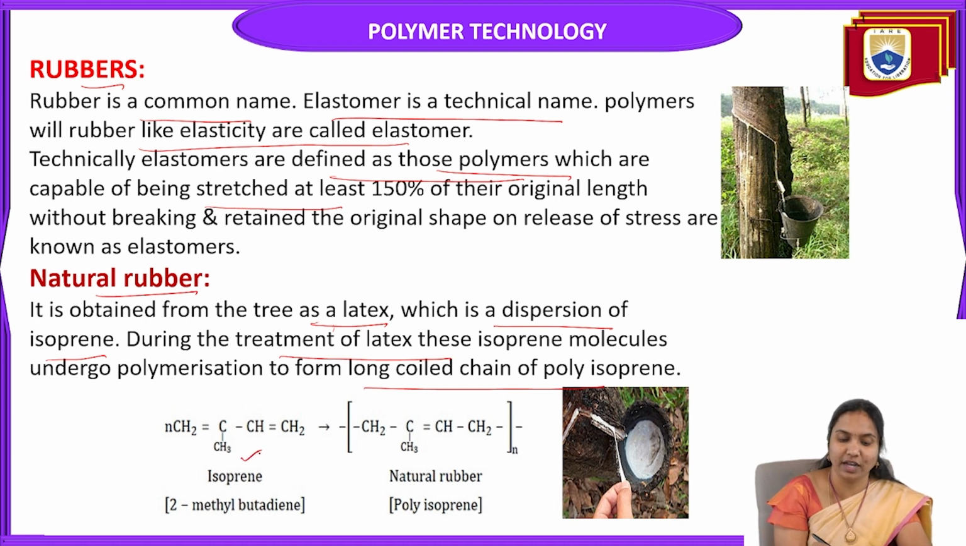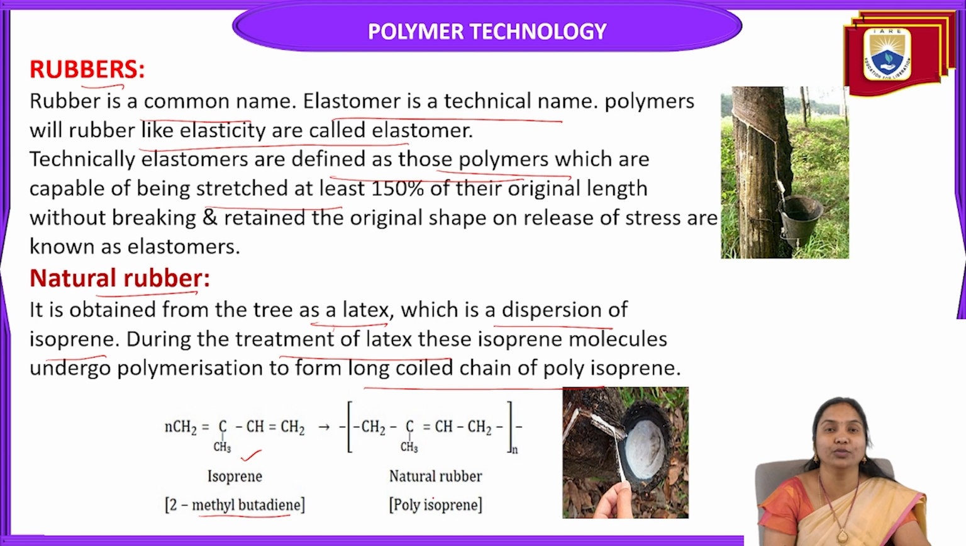This is the structure of isoprene. It is also called 2-methyl-butadiene. When we obtain rubber from the trees as latex, it contains the basic unit isoprene, also called 2-methyl-butadiene, which undergoes polymerization to form polyisoprene. A long coiled chain of polyisoprene is formed. This is polyisoprene.